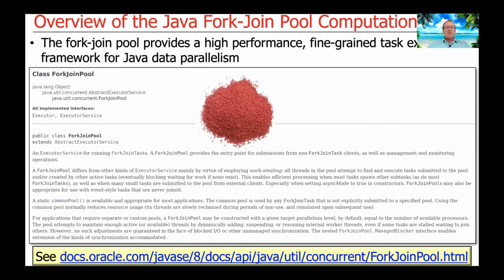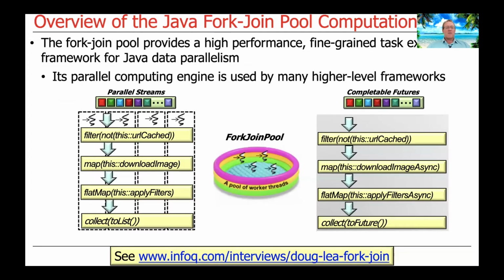As we'll see numerous times throughout this discussion, the Java fork join pool provides a so-called high performance, fine-grained task execution framework for data parallelism. And we'll talk in a minute about what data parallelism is, but that's essentially a nice, pithy definition of what the fork join framework is all about.